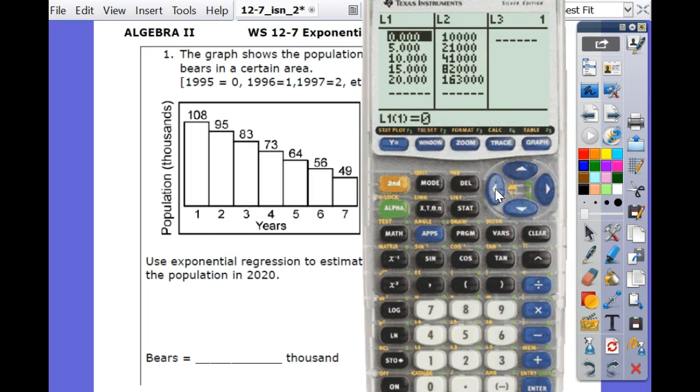And I'm just going to get over here in this column right here, and the L1 column is your x values. What is your x values in problem 1? 1, 2, 3, 4, 5, 6, 7. And all those zeros are on there because I put it with mode 3. You can clear the data. I usually just type over the data.